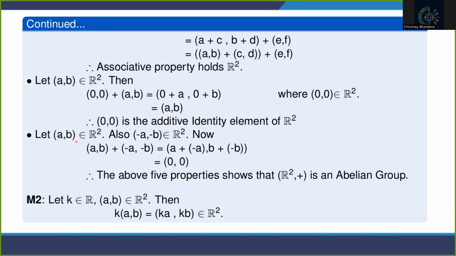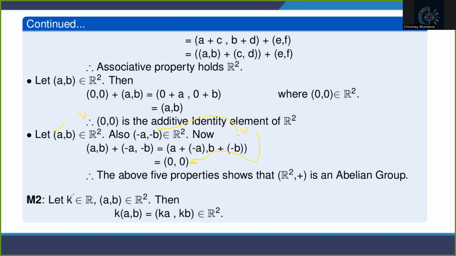If A comma B, the same vector V, belongs to R square, then there's also minus A, minus B, such that if you add both, you get 0 comma 0. So if you get the negative of the same V, so if this is V and you get minus V, then the addition of these two should be 0, which you get here. So this is 0 comma 0. So these are all the abelian properties.